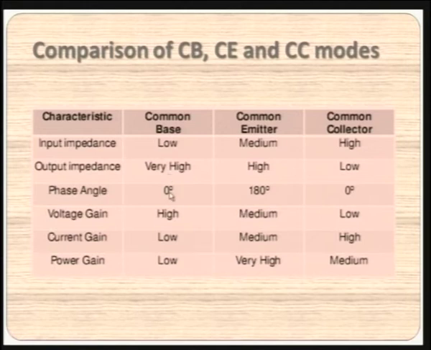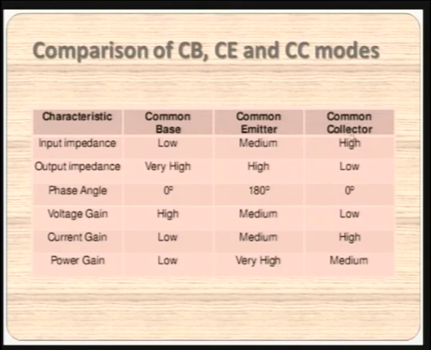The phase difference between the input and output waves is 0, voltage gain is high, current gain is low, and power gain is low. Similarly, for the common emitter mode, input impedance is a medium value, output impedance is a high value, there is a phase reversal of 180, we call that out of phase, and voltage gain is moderately high, or mentioned here as medium, current gain is medium, and the power gain is very high. When we multiply the two medium values, we get a very high value.